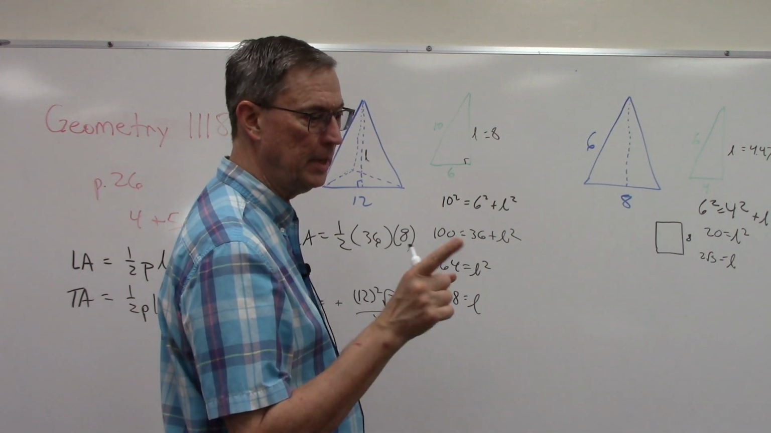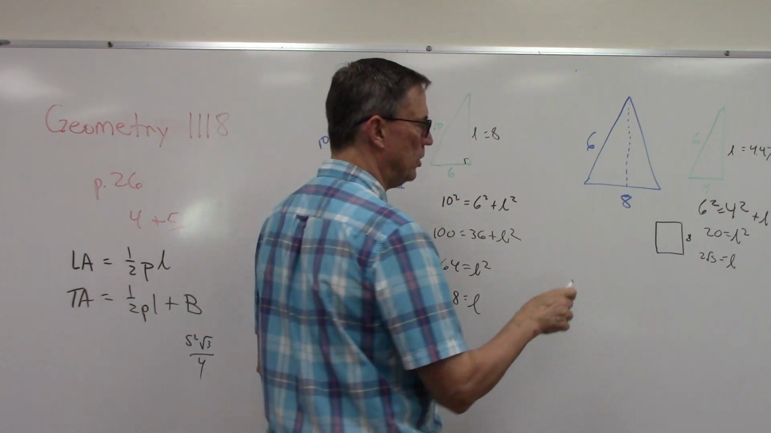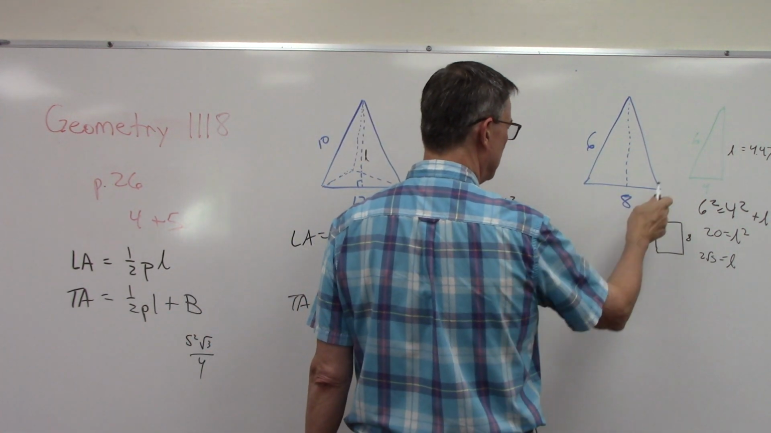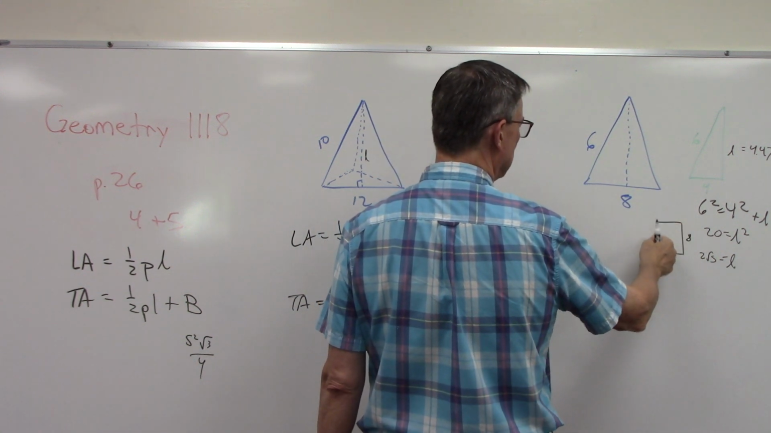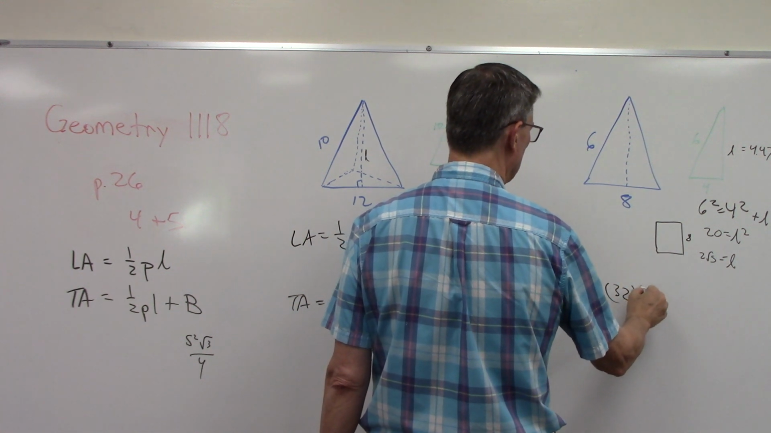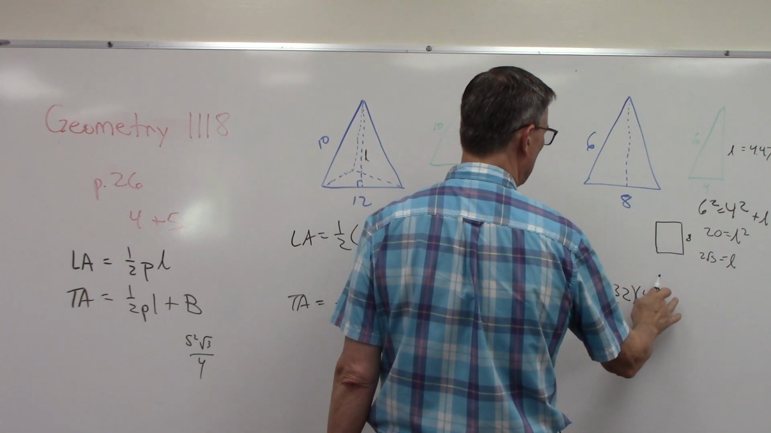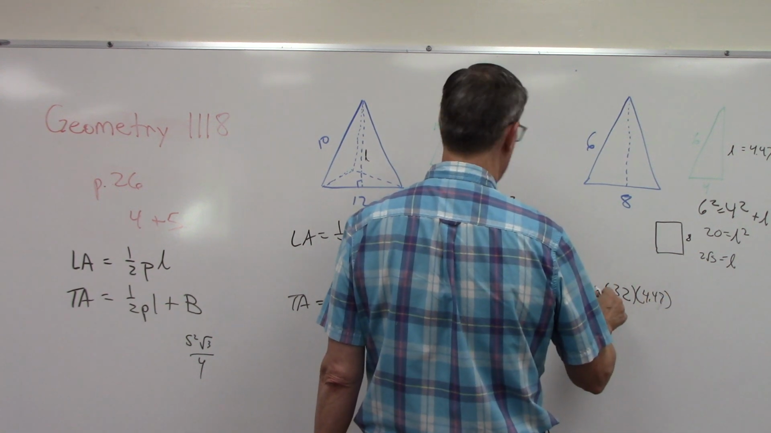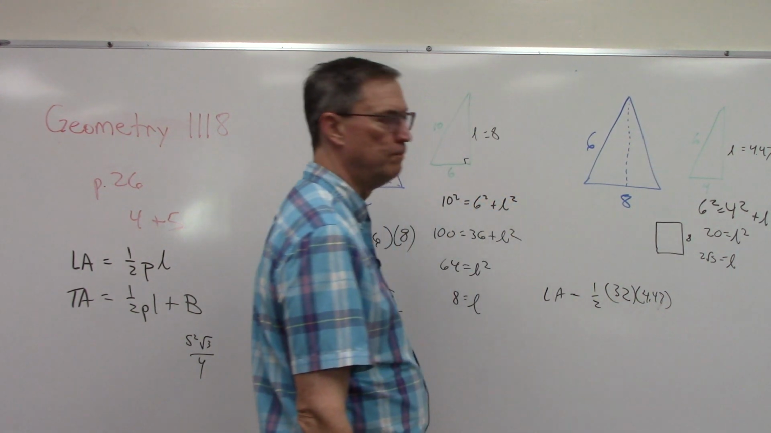Then, looking at the figure for number 5, for the perimeter, we don't have 3 of these, we have 4. So the perimeter of the whole thing is going to be 8 times 4, so 32, times L, which is 4.47. Whoa. And then we have to divide that by 2.